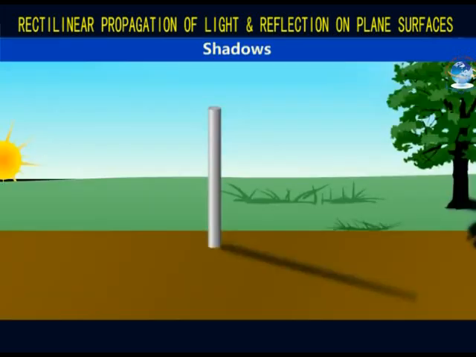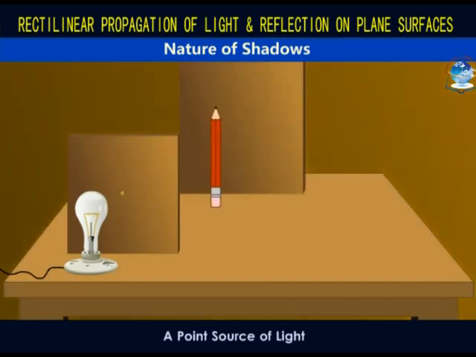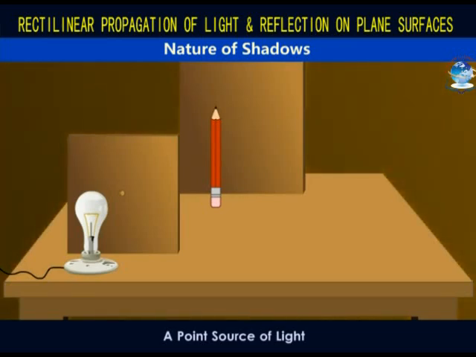A shadow is formed when an opaque object is in the path of light. The nature of the shadow depends on several factors. Let us investigate them. Consider this setup in which there is a light bulb, a cardboard with a pinhole, a pencil, and a screen. We want to shine the light on the pencil, but this light should come through the pinhole. We call such a point source instead of shining all the light from the bulb.